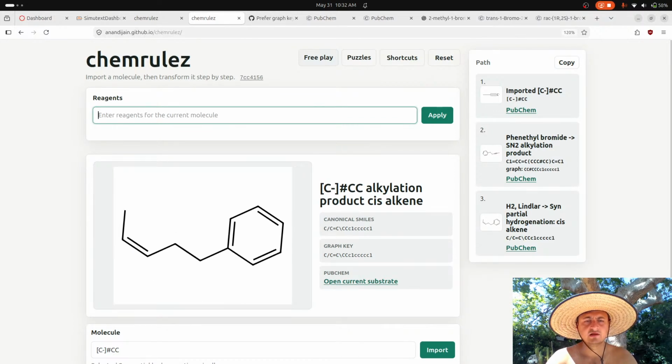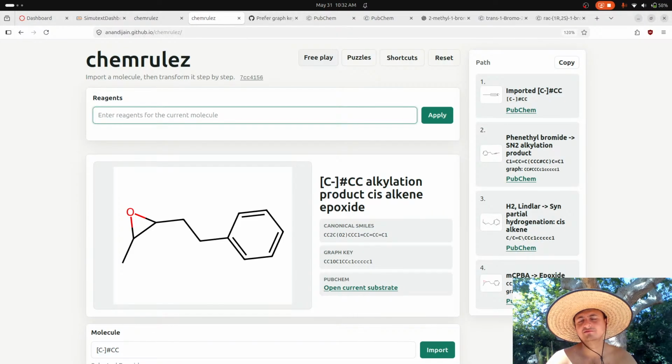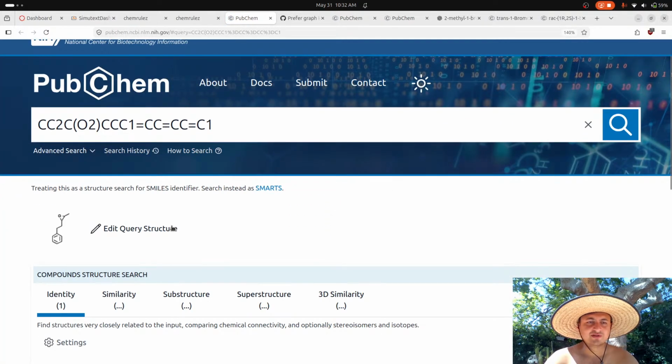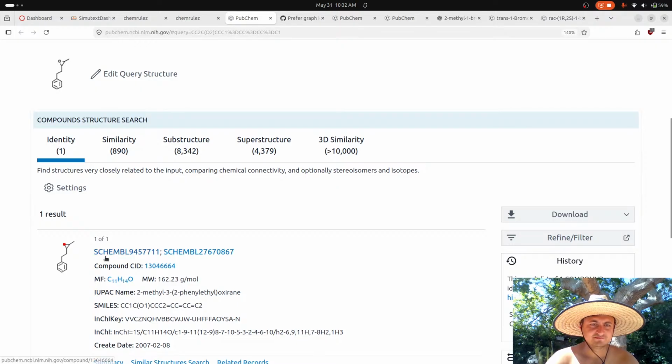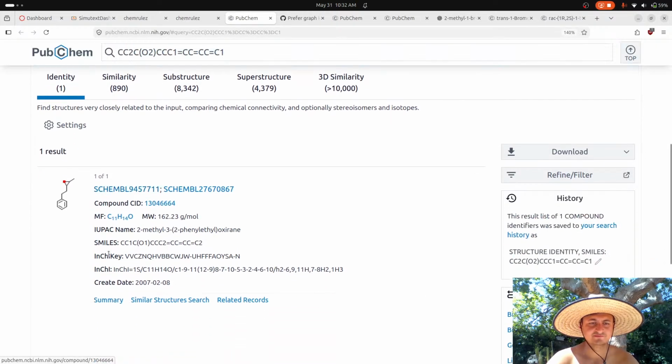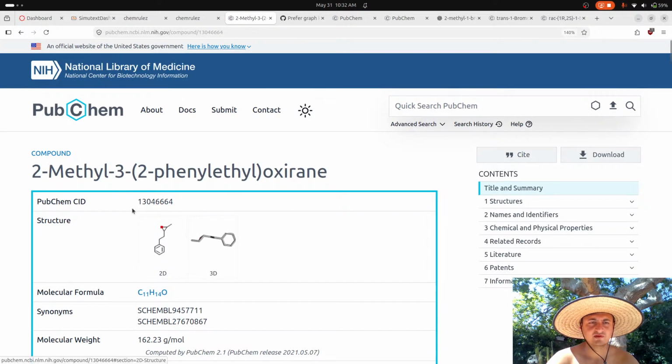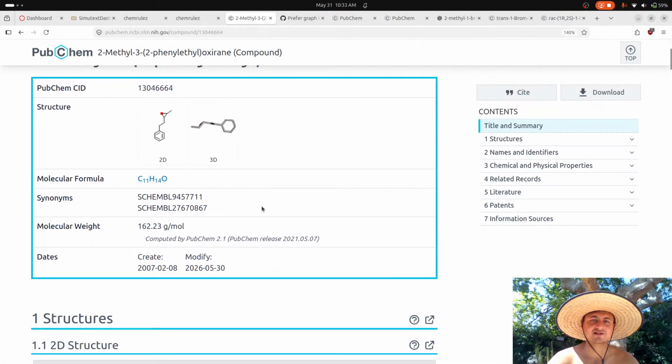Linlar. Oh, interesting. MCPBA. Okay. I mean, it's fixed. It flipped around the side of it, which I think is interesting, but, you know, whatever. Right? Let's see, what is the pubchem? This must have a pubchem ID. Oh, they name it as the Oxyrain.